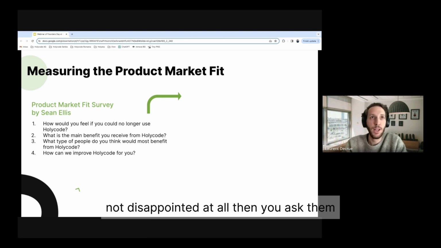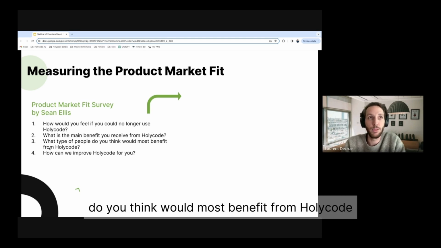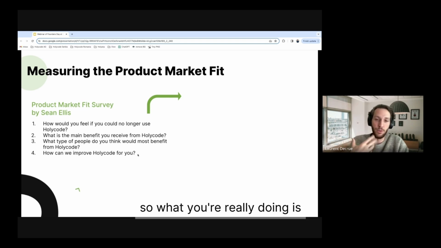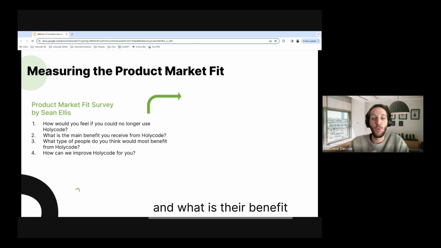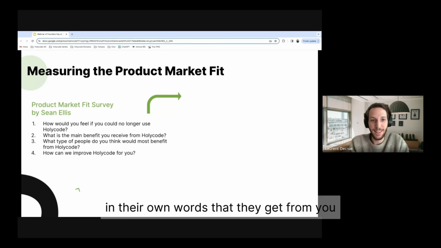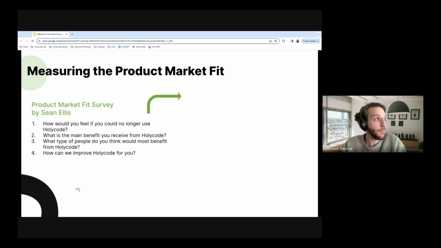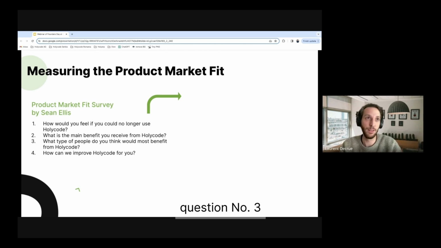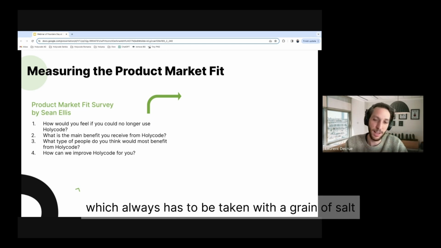Then you ask them, what is the main benefit you receive from Holycode? What type of people do you think would most benefit from Holycode? How can we improve Holycode for you? So what you're really doing is asking those clients to tell you whether they love your product or not. What is their benefit in their own words that they get from you, not us thinking this is the benefit we're giving to them. You ask them who would be your ideal customer, question number 3. And you ask them what features they wish for, which always has to be taken with a grain of salt, obviously.